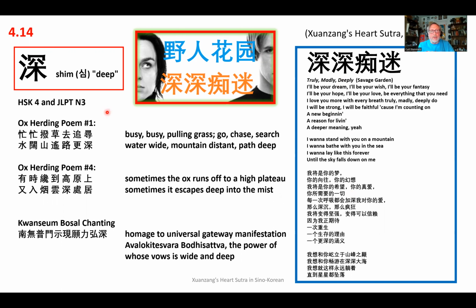Okay, more traditional places to find this character are in the ox herding poems. It actually shows up a couple of different times, and usually people refer to the ox herding pictures, which is a very traditional Zen teaching that comes from the 12th century in China. Each of the ox herding pictures has a nice little poem that goes along with it. And these are two examples of poems that have the character for deeply or deep in it.